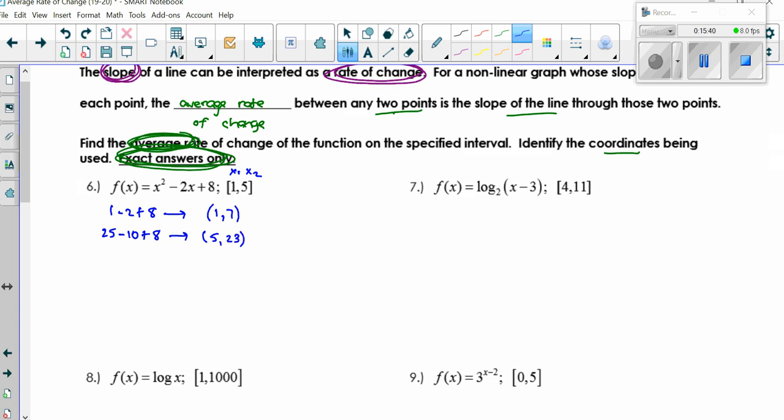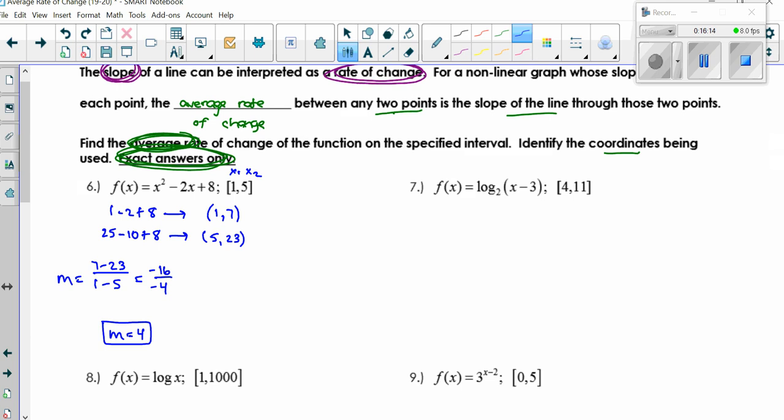Okay, so all this would be non-calc. All right, so these are my two coordinates. This is what I needed. So now I can say m equals, subtract my y's, so 7 minus 23 over 1 minus 5. Okay, so 7 minus 23 is negative 16 over negative 4, which simplifies to 4. So my rate of change is 4.